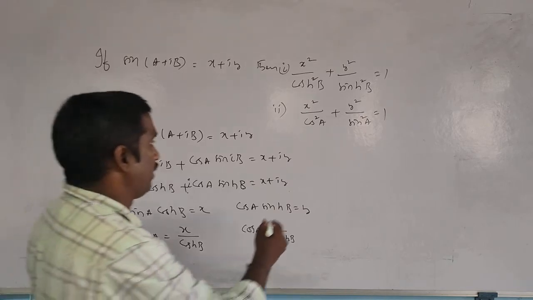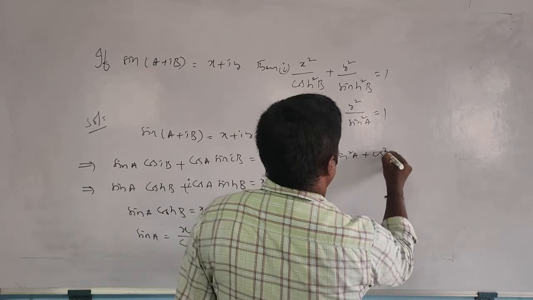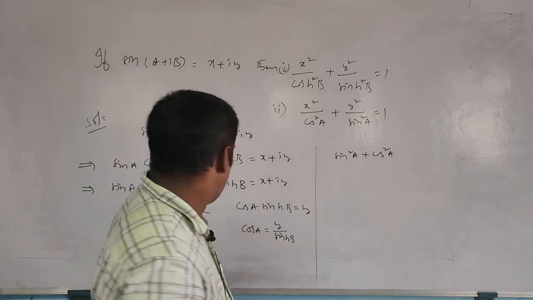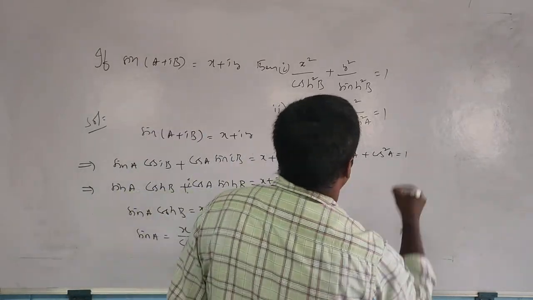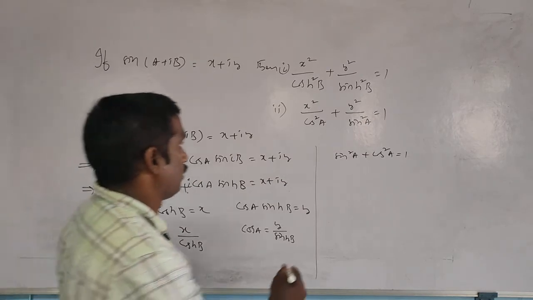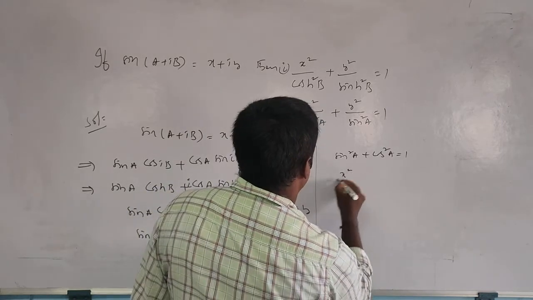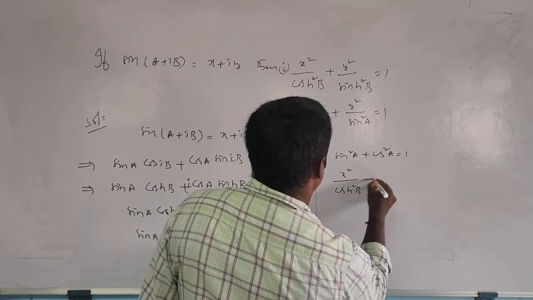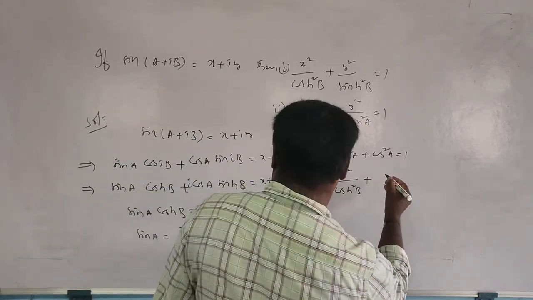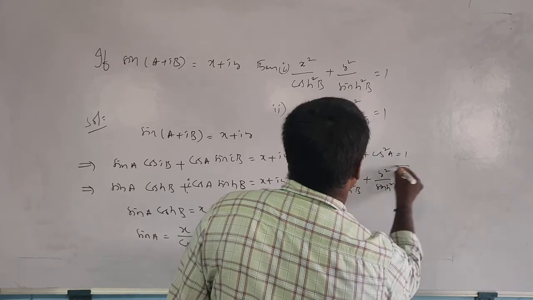So we know the trigonometric identity: sin square a plus cos square a equals 1. We know that sin a is x by cosh b. Substituting the sin a value in the trigonometric identity, x square by cosh square b, plus similarly substituting the cos a value, y square by sinh square b equals 1. This is the first proof.